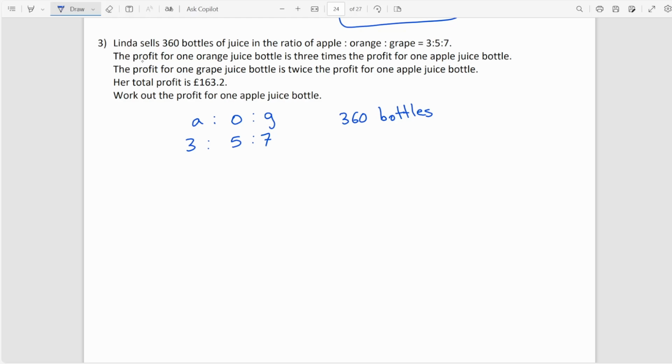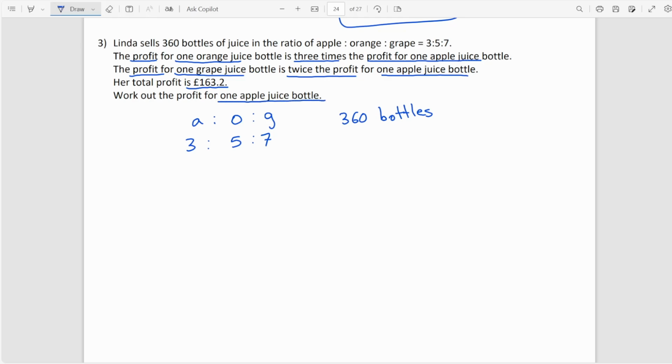Now let's continue. The profit for one orange juice is 3 times the profit for one apple juice, okay? And the profit for one grape juice is twice the profit for one apple juice, all right? Her total profit is 163.2. Work out the profit for one apple juice.